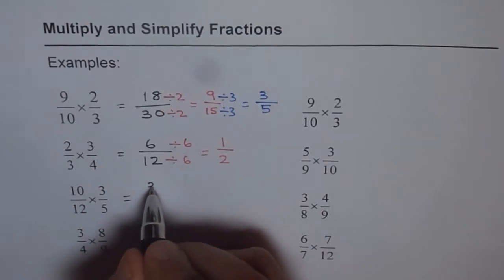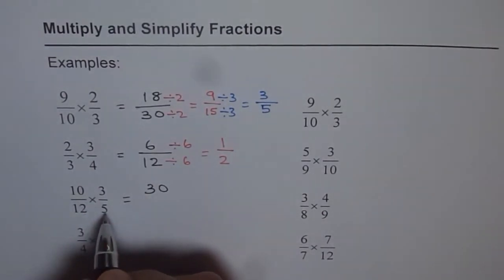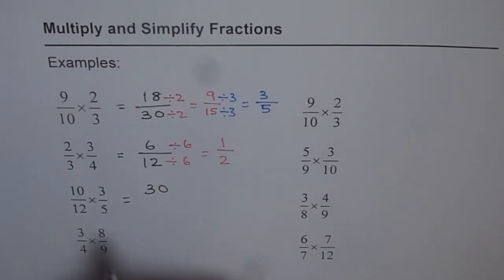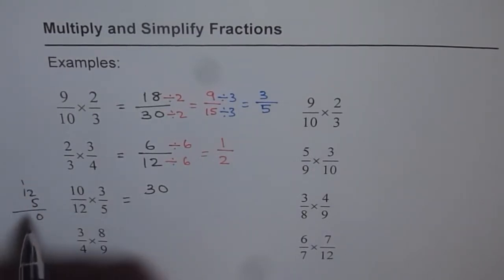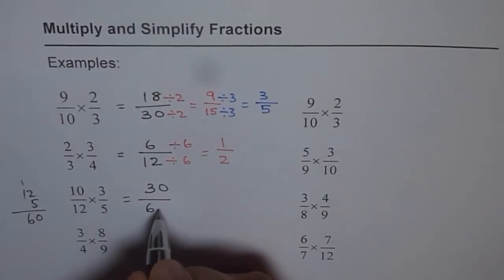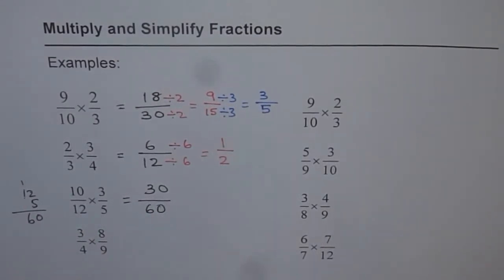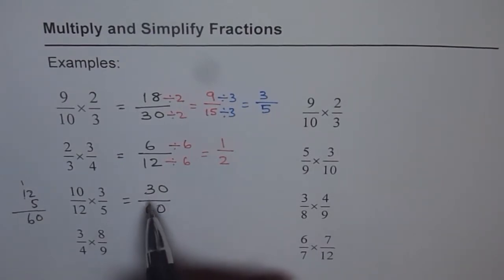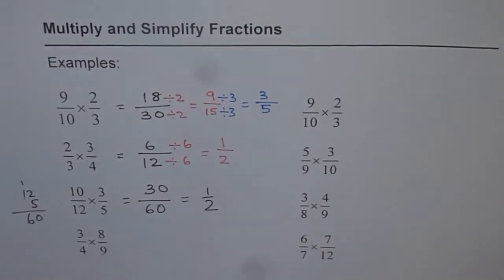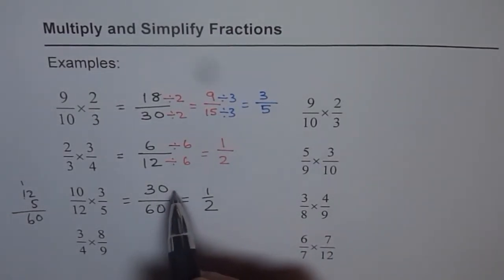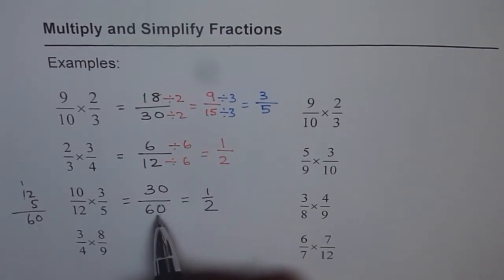10 times 3 is 30. 12 times 5 is, you may use calculator. Or let's do like this. 5 times 2, let's say 12 times 5. 5 times 2 is 10, 1 there. And 5 times 1 is 5. Plus 1, 6, 60. So you get 60. As you can see, 60 is twice 30. So you can write this in simplified form as half, correct? Otherwise, you can divide it in steps slowly, 1 by 3, then by 2, and then continue to get half.